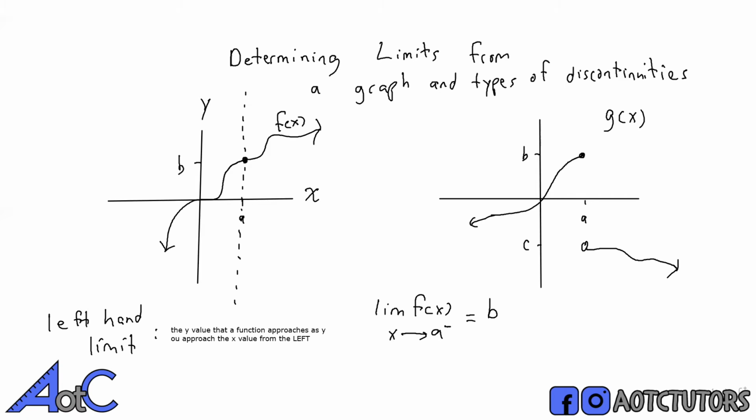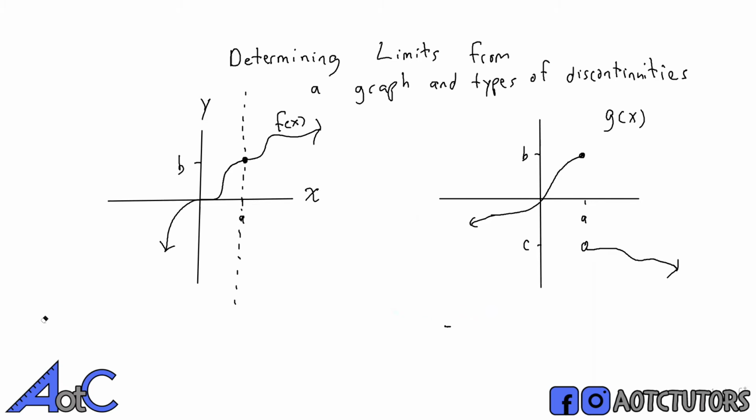I'm going to erase some stuff. All right. So I'm just going to write down what we got over here. So I know that the lim of f of x as x approached a from the left was equal to b. Now we're going to find the right-hand limit.